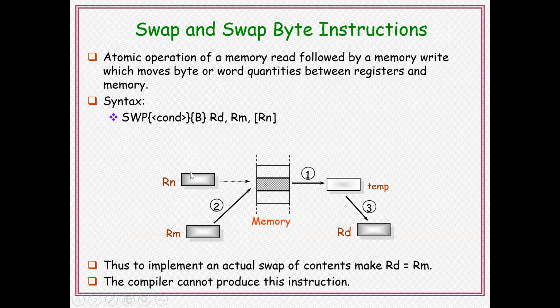So in this example, swap condition, Rd, Rm, indirect of Rn. The first step is that whatever value is available in the memory location pointed to by Rn is copied into a temporary variable. Next, the Rm content is copied into the memory location pointed to by Rn. This is step 2. And the third step is that the temporary value is copied into Rd. So this swap follows 3 steps.